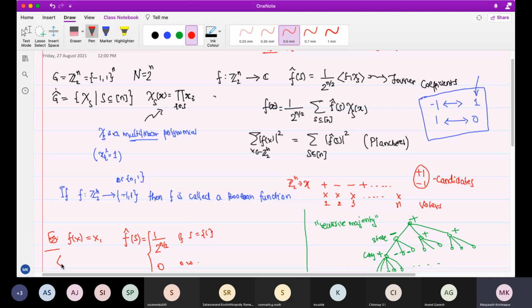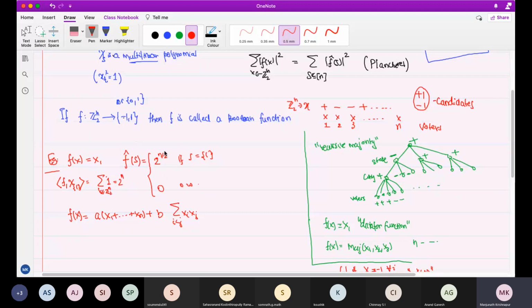Sorry. So the inner product of f with chi 1 will be the sum over x in Z2^n of f of x, which will be just x1 squared, 1. So that will give me 2 to the n. So when I divide by that, you are right, of course. So it is 2 to the n by 2. Yeah, the Plancherel also should say that's correct. Thanks.